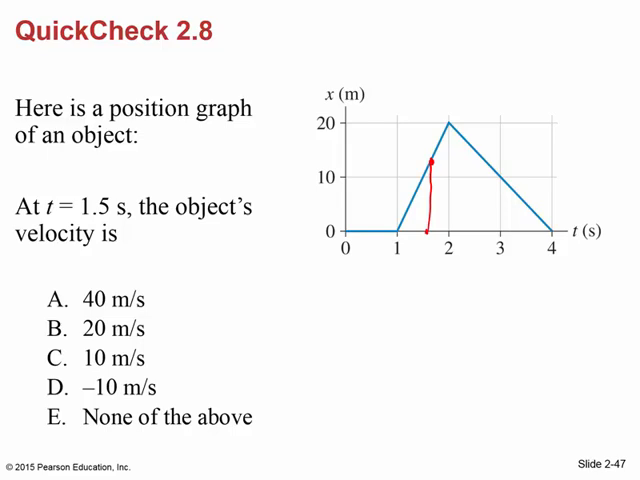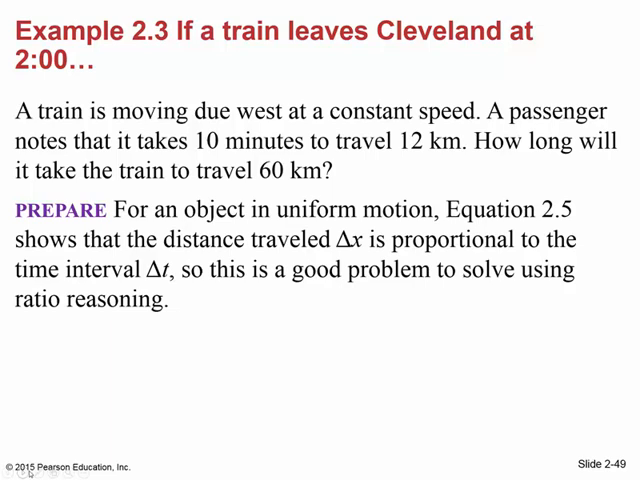Let's see, did I read that right? At 1.5, the object's velocity is what? Here's 10. It looks like it's going to be around 15, right? No, that is not right. That is a typo error, because at time 1.5 seconds, I am reading it right, it's not 20. So that's wrong. That's an error.